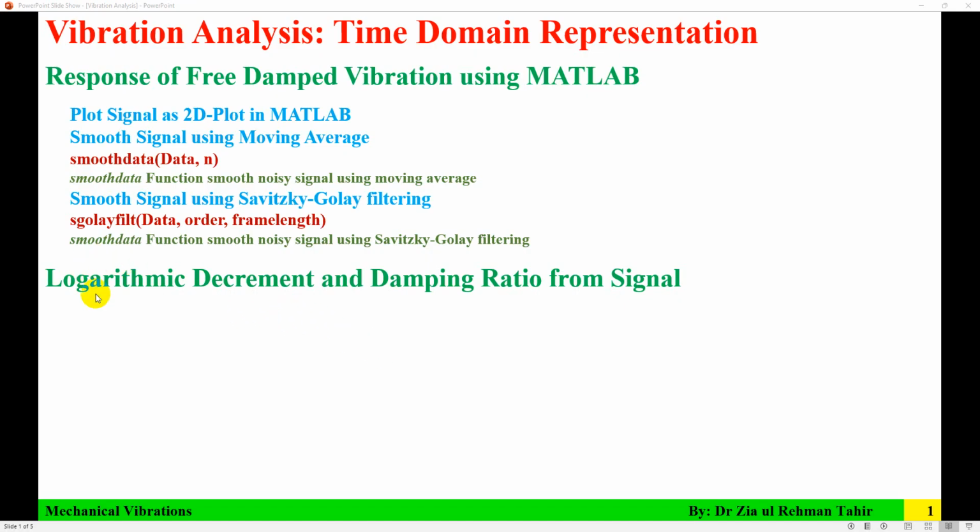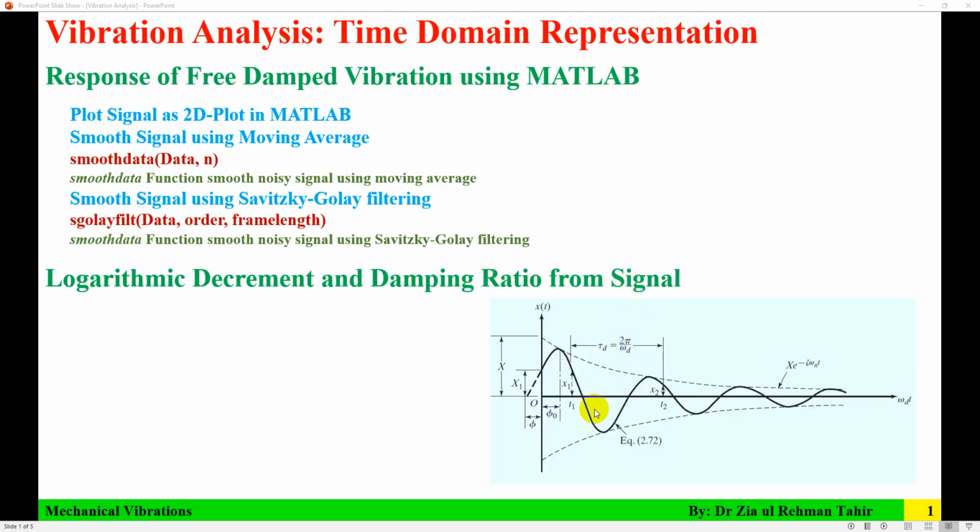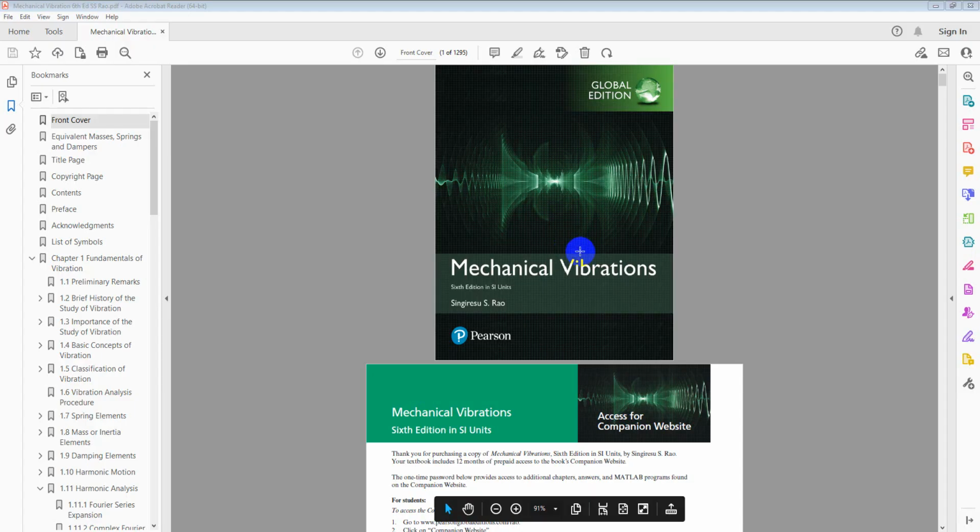The next part of the video goes from the time domain representation, or time domain plot, to calculating the logarithmic decrement and damping ratio from the signal. As you have in the theory, usually for damped vibration the signal looks like that, but I have just demonstrated that it's not that clear. This figure is from Mechanical Vibrations by S.S. Rao, 6th edition.